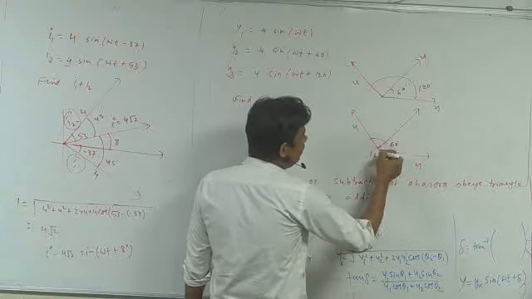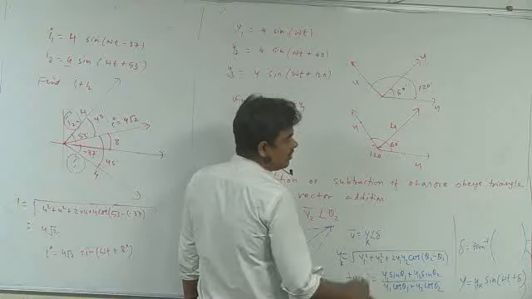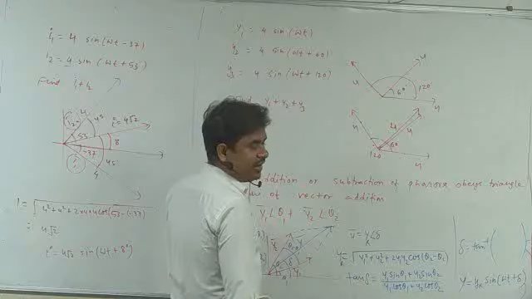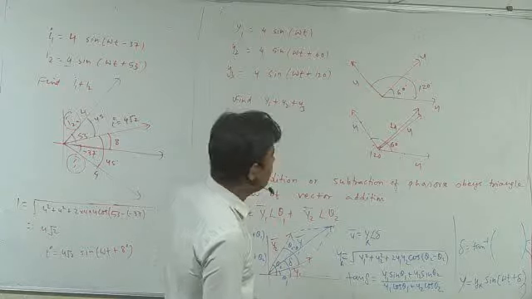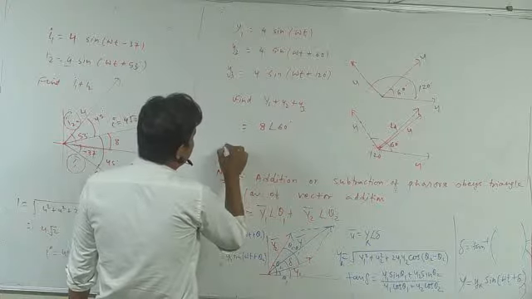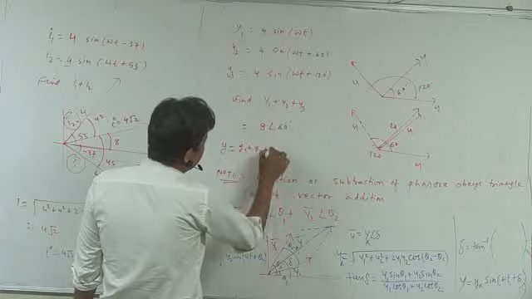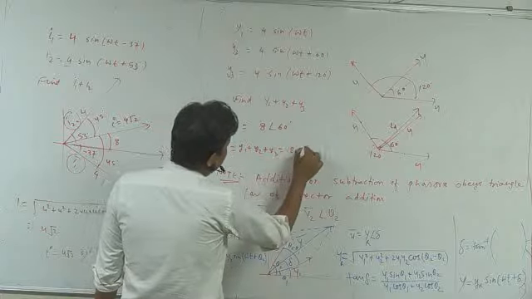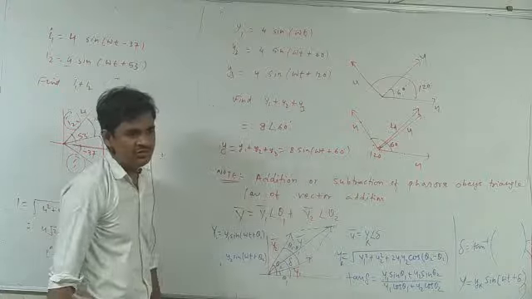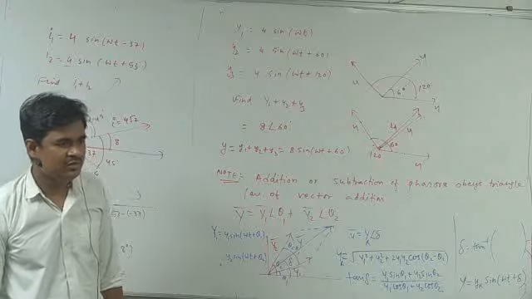How much angle? 60. And if you calculate the magnitude of these two, it will come out to be how much? 4 itself. So 4 and 4, how much will it be? 8. 8 angle how much? 60. So the answer will be 8 angle 60 degree. That is, y equals y1 plus y2 plus y3 will be 8 sine of omega t plus 60. Understood? Yes or no? Not understood?